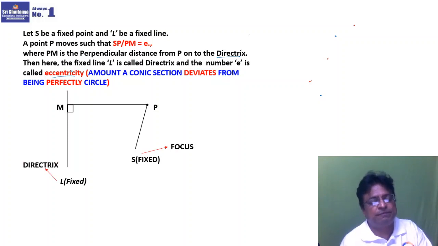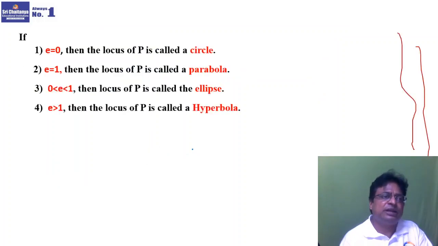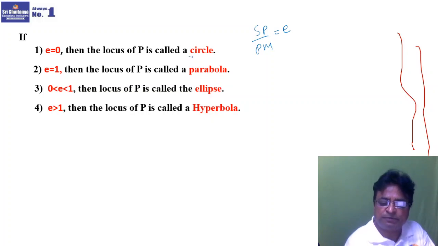So here my first terminology: that fixed point is called the focus, that fixed line is called the directrix, and the ratio SP by PM equal to E is the eccentricity. Then if E is equal to 0, the locus of P is called a circle.